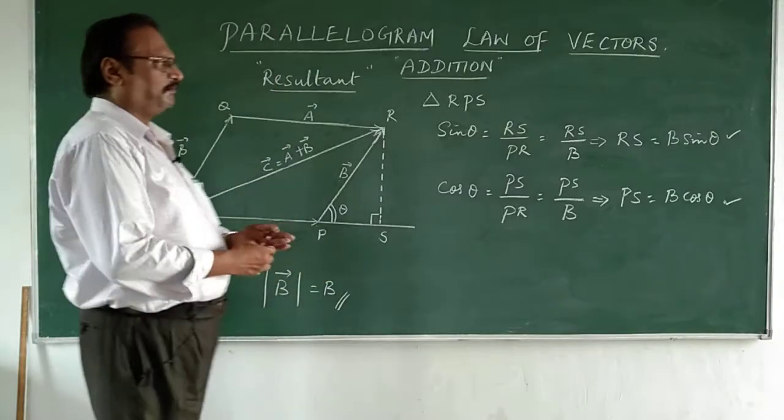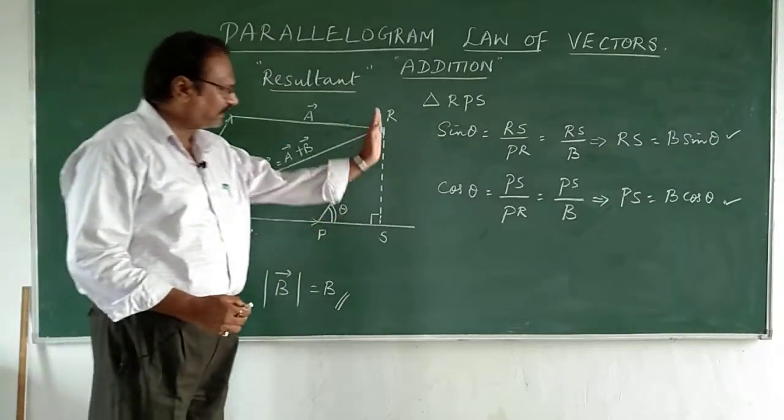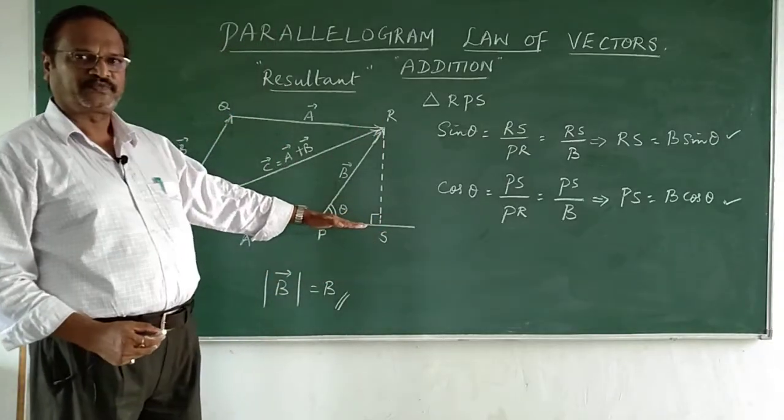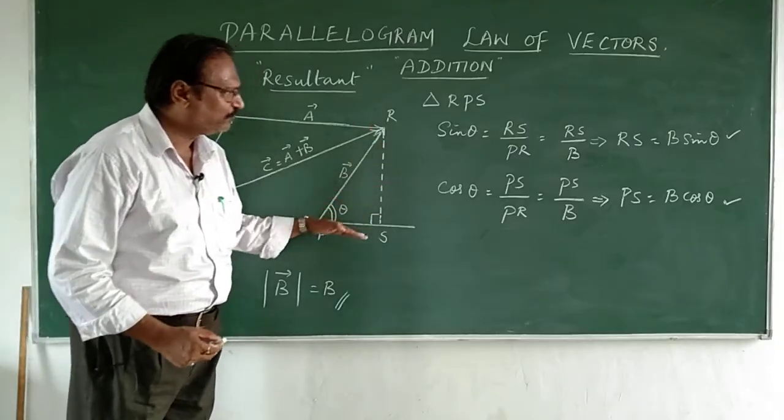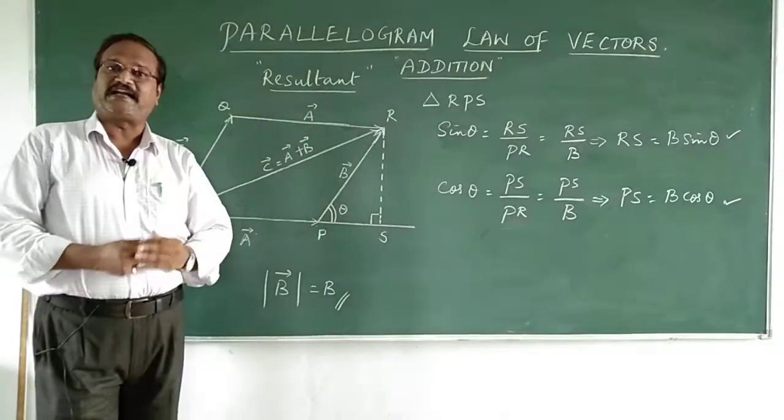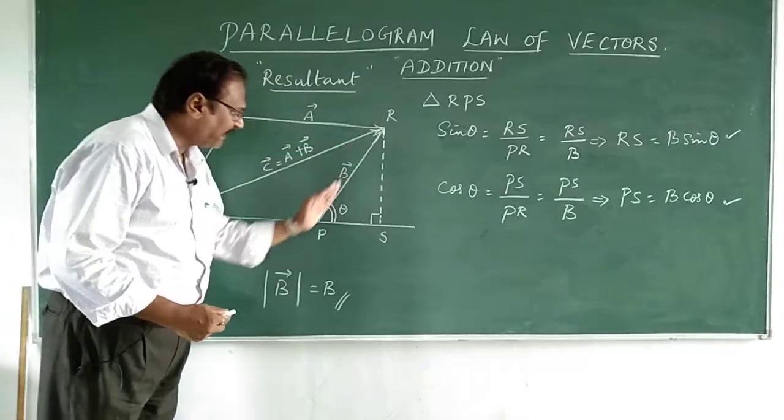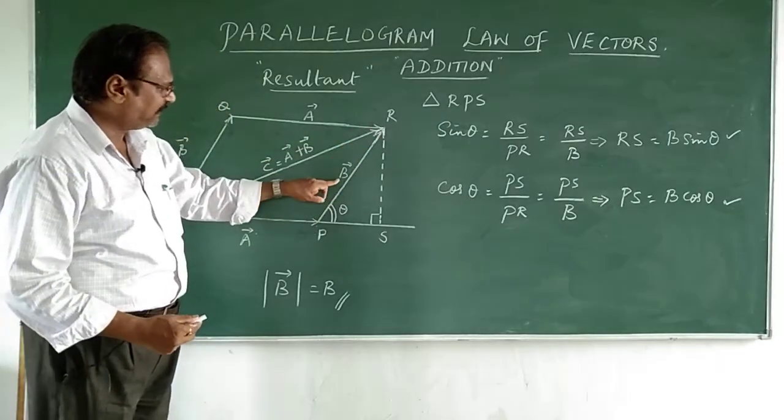One is, one part of it, what is this value and what is this value. I represented these two values in terms of sine theta and cos theta, and the known value which I am having here, that is B.